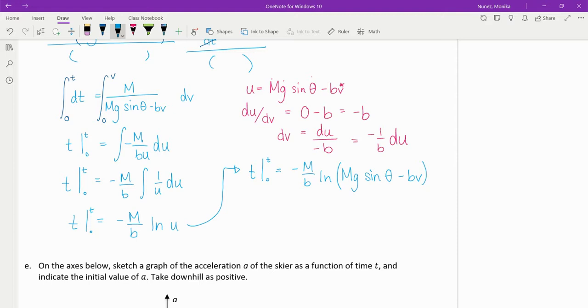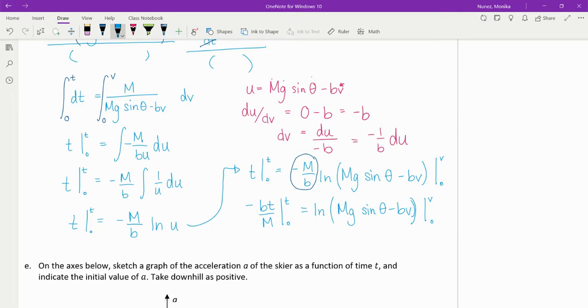Now, to make my life a little bit simpler, before I plug in those limits from 0 to v, I am going to go ahead and multiply both sides of my equation by the reciprocal of this. So my left-hand side will become negative b times t over m, evaluated between 0 and t. And my right-hand side becomes the natural log of mg sine theta minus bv, evaluated between 0 and v.